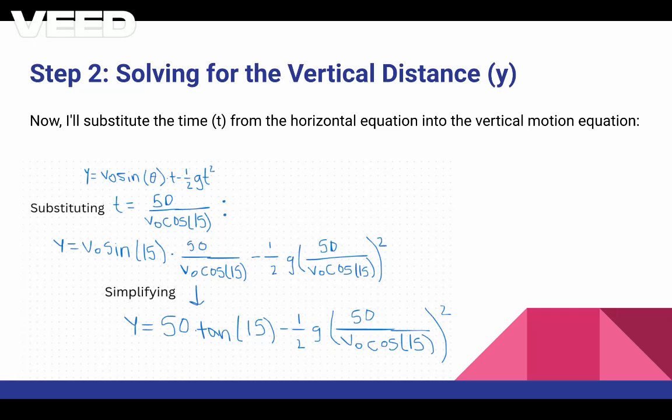So now that I have that equation, I'm going to solve for the vertical distance. I'm going to substitute the time from the horizontal equation into the vertical motion equation, which is shown here. After I substitute the time, I get this equation, and then I simplify that to make it easier to solve next.